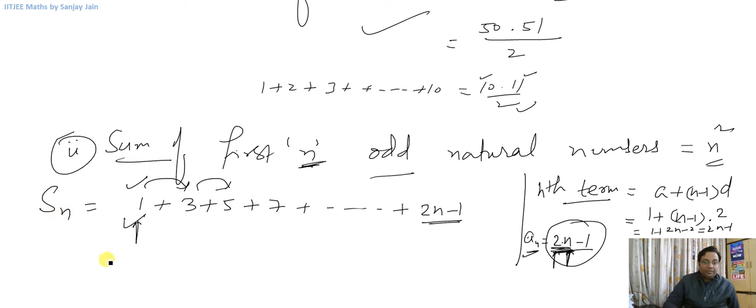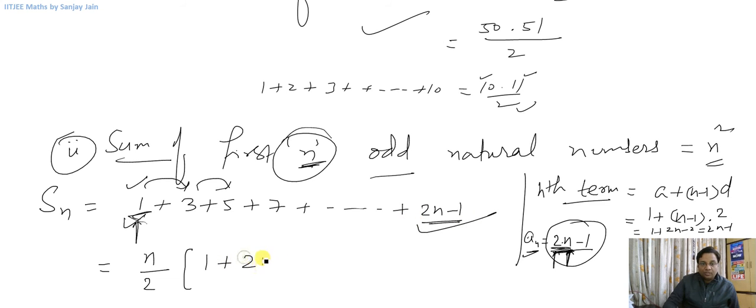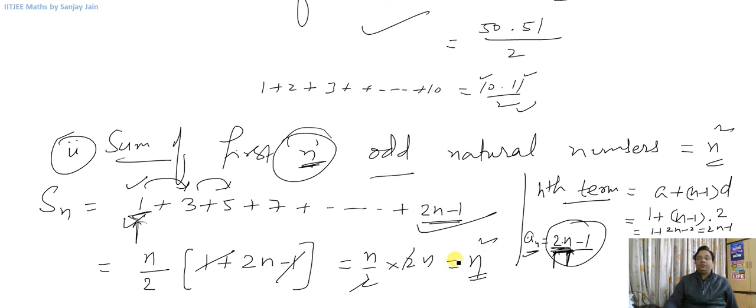So let me apply the formula. I'm talking about n odd natural numbers. So the number is n by 2, first term plus the last term, or the nth term. 1 will get cancelled. Now it will be n by 2 into 2n. So this 2 will also get cancelled and the result will be n squared, right? So sum of first n odd natural numbers is n squared.